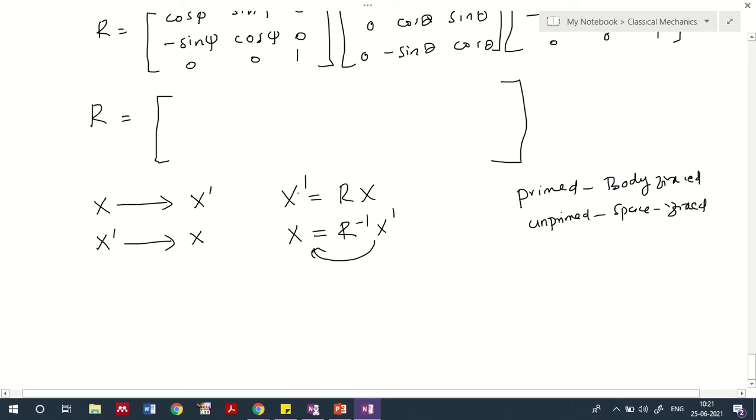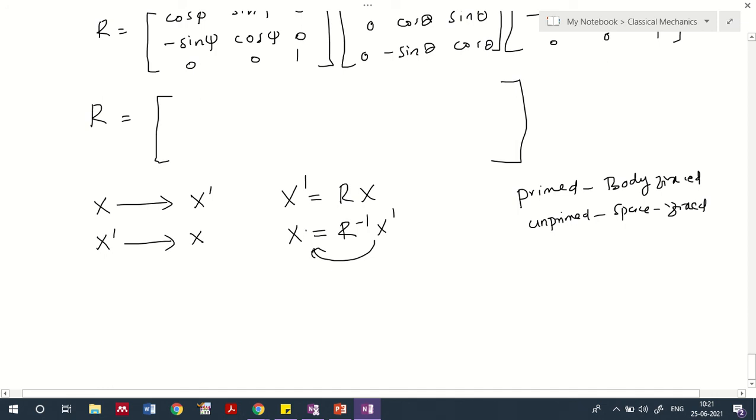For that you can utilize x dash is equal to Rx, where R is R psi, R theta, R phi. And if you want to do the reverse operation, that is, convert a body fixed coordinate to a space fixed coordinate, you can use x is equal to R inverse x dash. You take the inverse of that matrix and multiply it to x dash, then you get the unprimed coordinate, that is, the space fixed coordinate, from a body fixed coordinate.